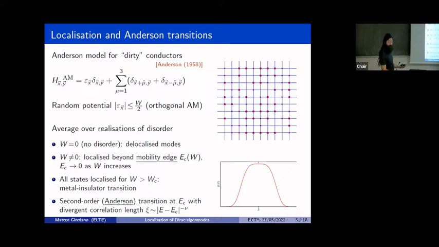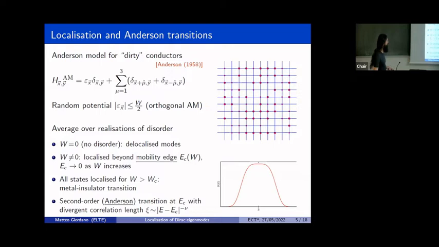Now, this model written here is the so-called orthogonal Anderson model. I'll come back to that. The way you study this, well, this is a statistical system. You don't just look at one particular realization of disorder, but what you're interested in is the average over different realizations of disorder, so an ensemble average of the properties of the modes. So when there is no disorder, when the width of the distribution is zero, modes are delocalized. They're just the usual Bloch waves.